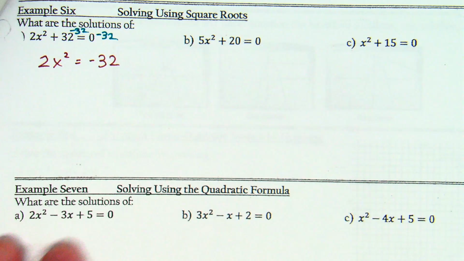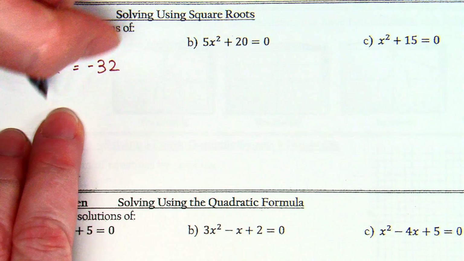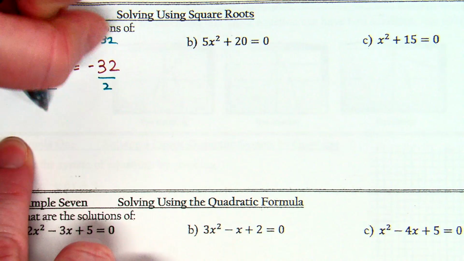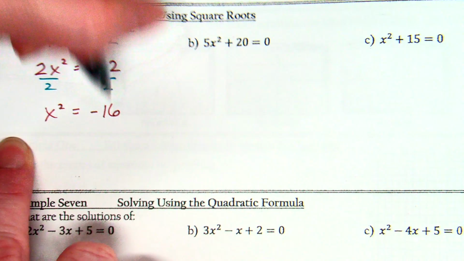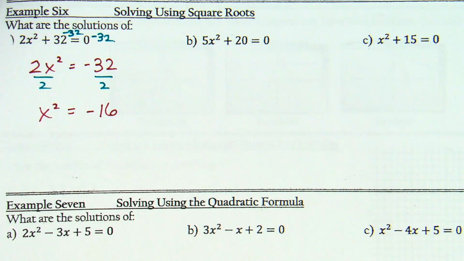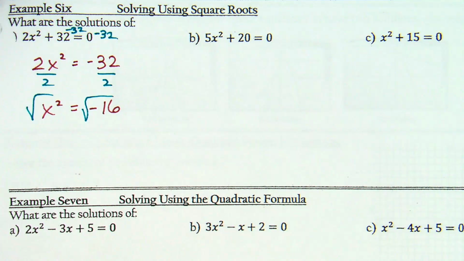How do I continue to get x squared by itself? Divide by 2 first. So now x squared equals negative 16. Now that we have x squared by itself, take the square root. If you take the square root of the left, take the square root of the right. What's the square root of x squared?